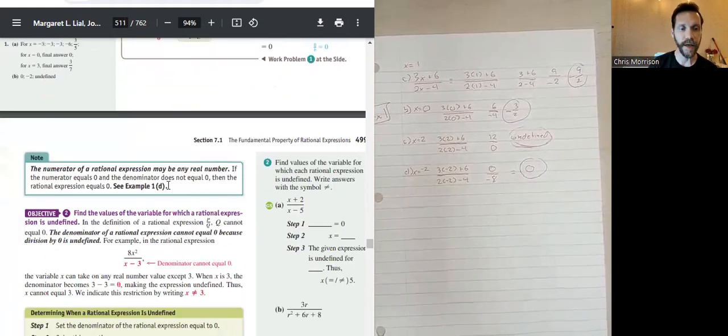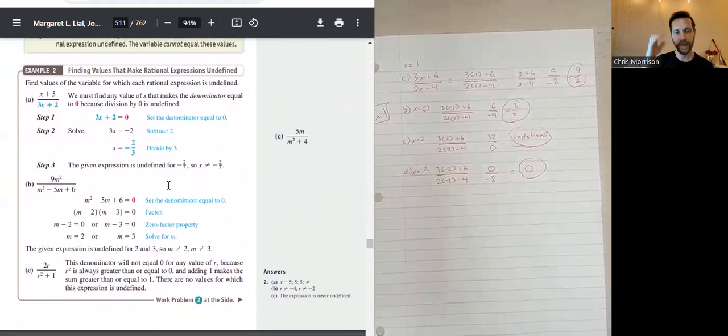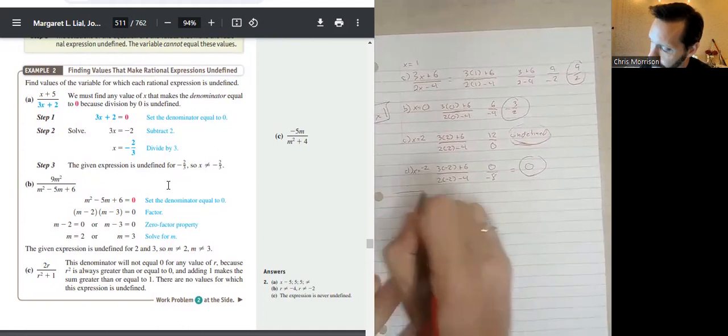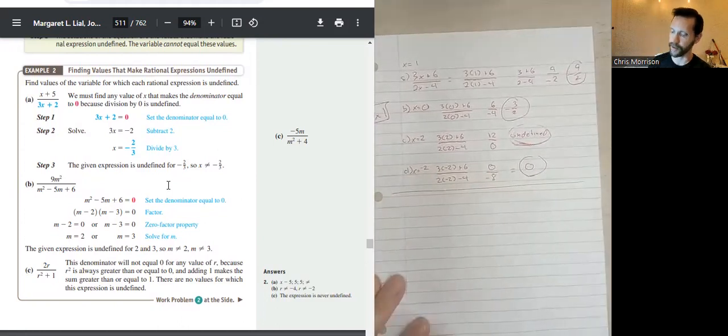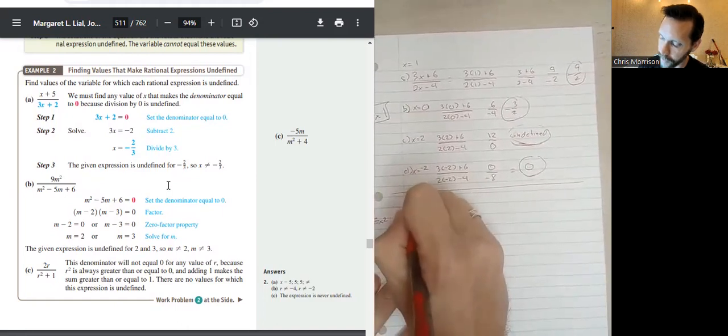Now, let's expand on that point just a little bit. Sometimes you want to know when a denominator is going to be 0. You want to know when an expression is undefined. We'll talk about asymptotes later on. That's what that has to do with. I'll say something about it in just a moment. So let's look at example 2 and look at A.